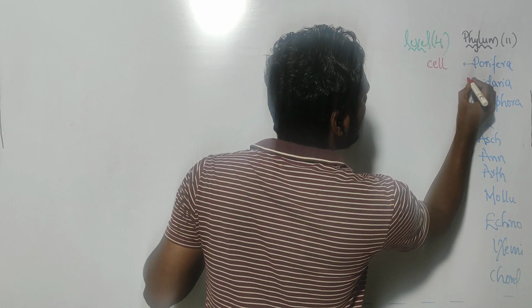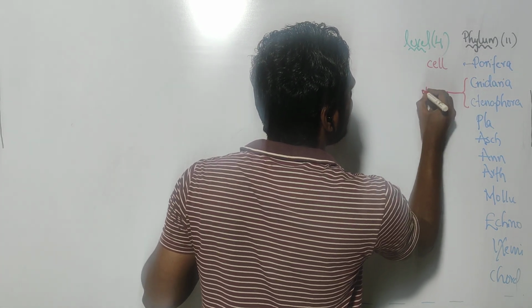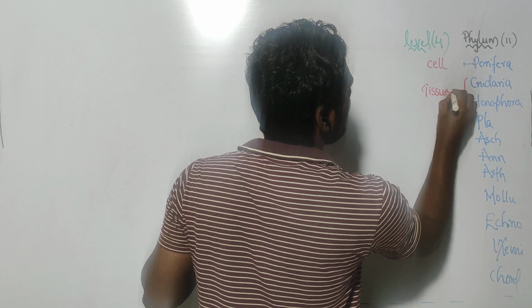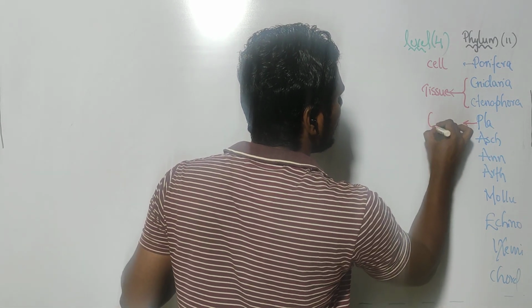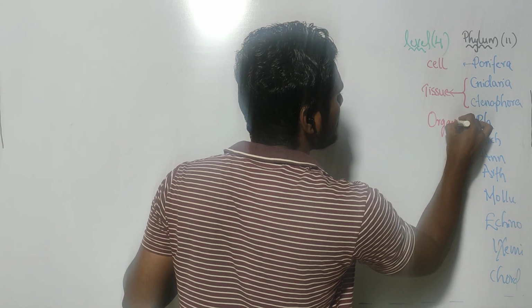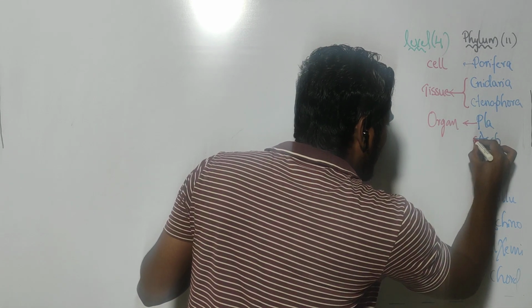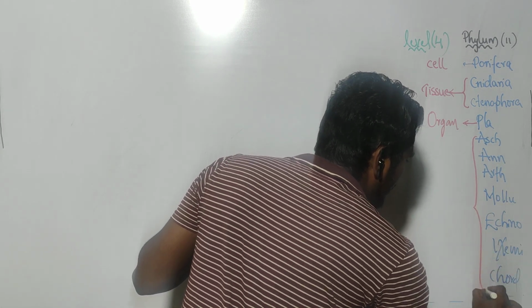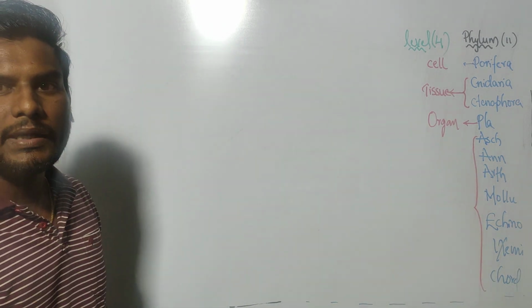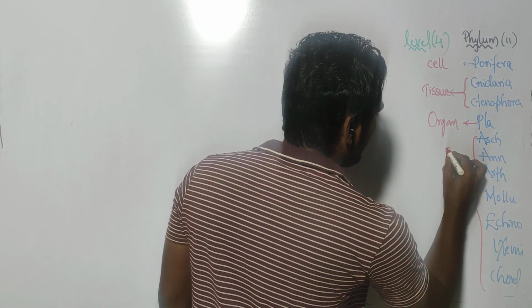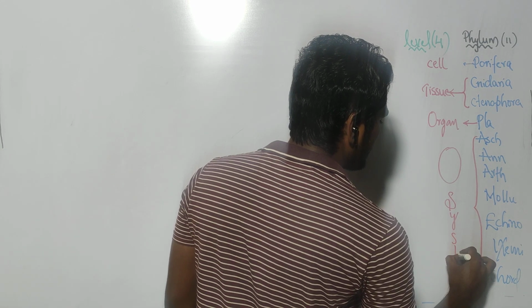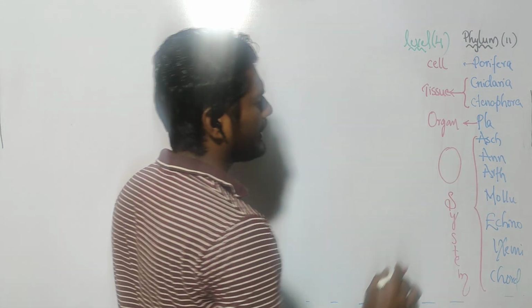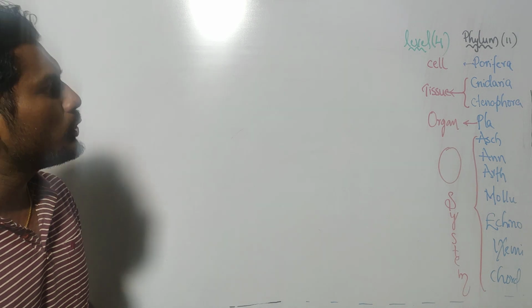And Cnidaria and Ctenophora are showing what level? Tissue level of organization. Next, Platyhelminthes is showing what level? Organ level of organization. And from Aschelminthes up to chordates, organ system level of organization. This is about the level.